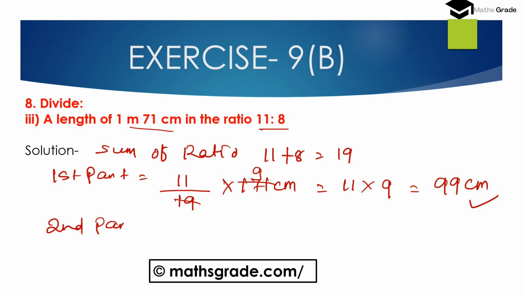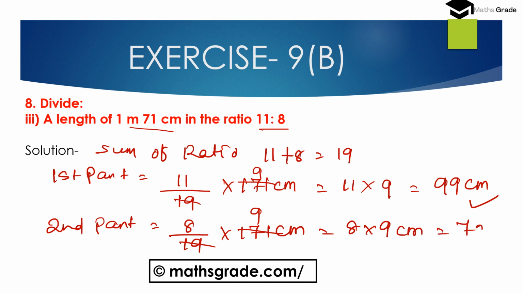Now the second part is the consequent, which is 8. 8 divided by 19 multiplied with 171 centimeter. Now cancelling 19 and 171. 19 multiplied by 9 is 171. Now 8 multiplied by 9 cm is 72 cm.